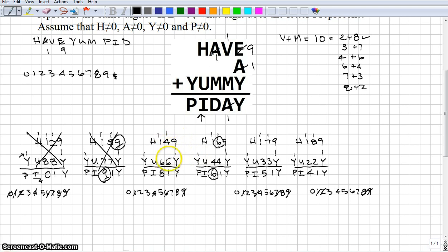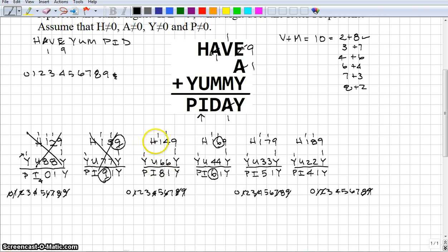Here we're using 4 and 6 for V and M. All right, so we get Y in the units digit. We carry a 1. A is 1, carry another 1. We get 8 for D. All right, so let's look at what we've used so far. We've used 9 and 1, 4 and 6, and now we've used 8.